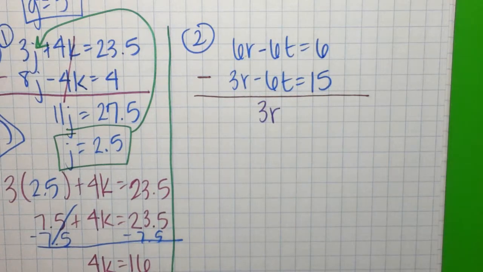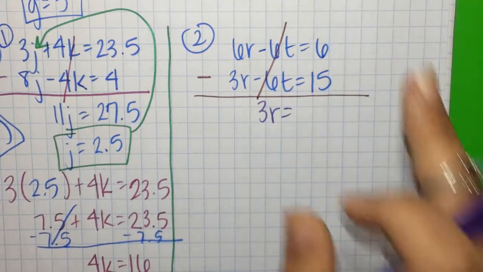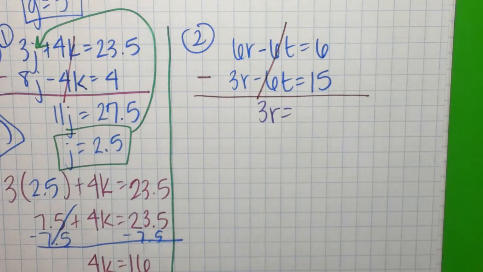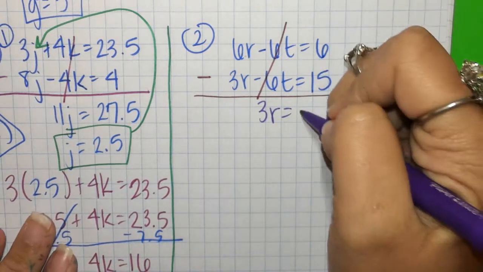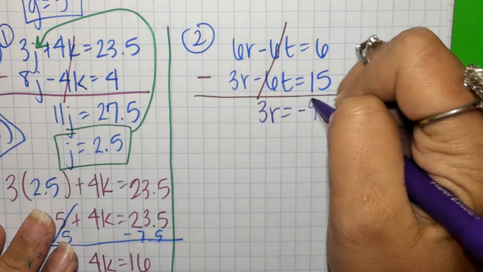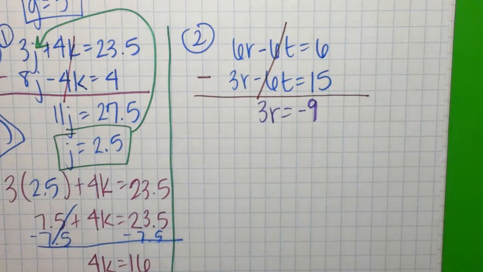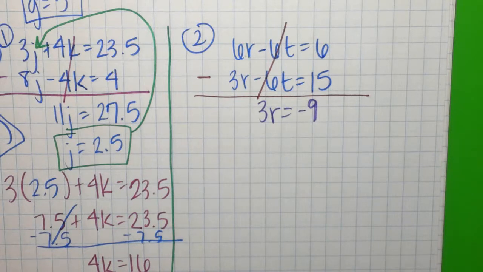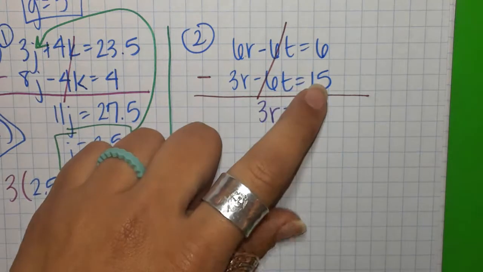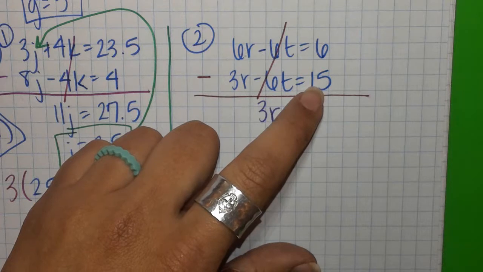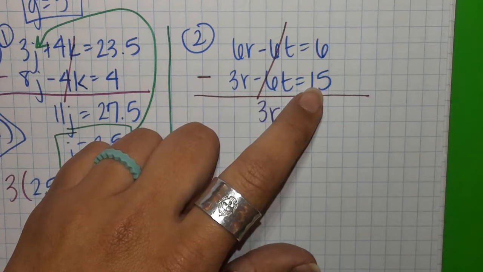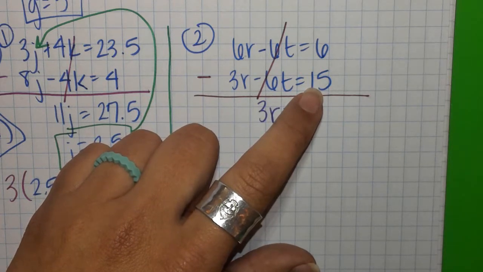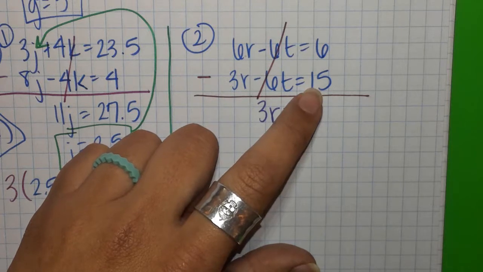Alright, now it's -6T minus -6T, so it cancels, right? And then 6 minus 15 is? -9. Why is it negative? Because a positive plus minus. No. Why is it negative? Because 15 is bigger? Why are we saying such weird answers? What? Okay. Take a point.